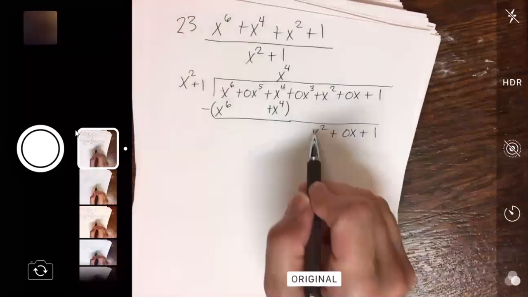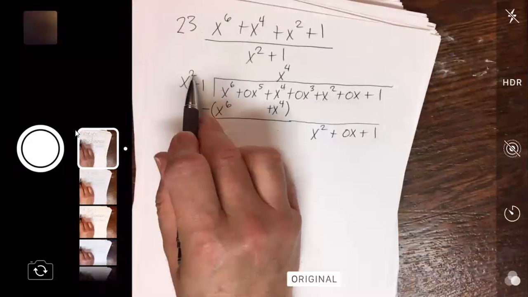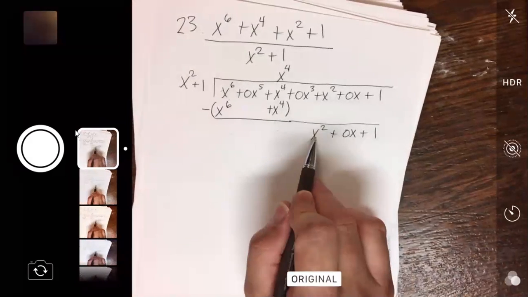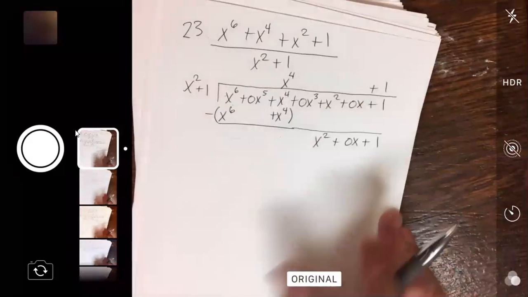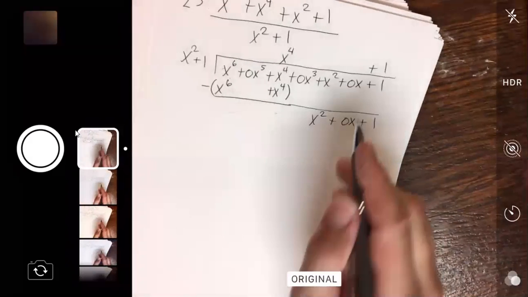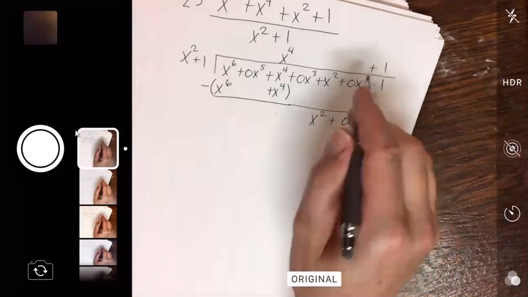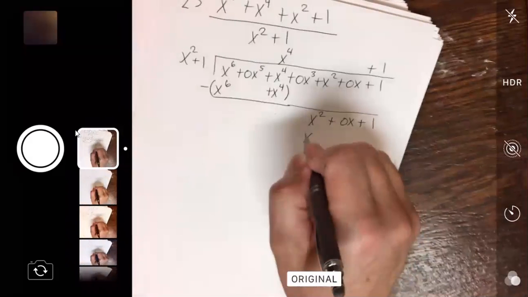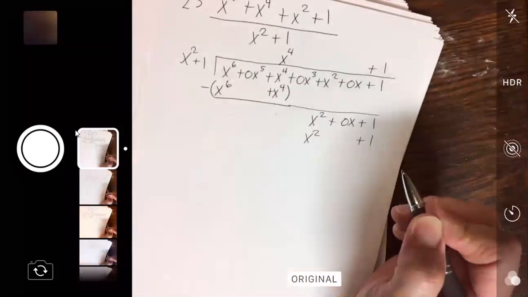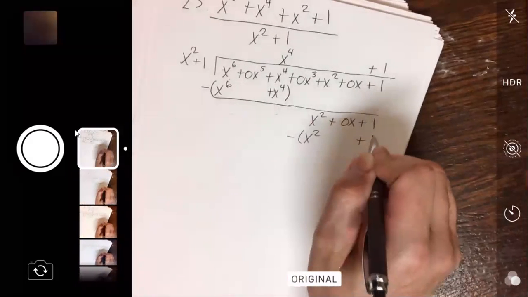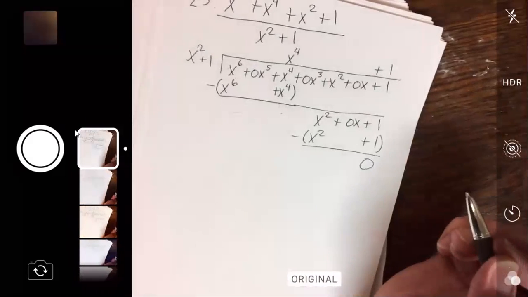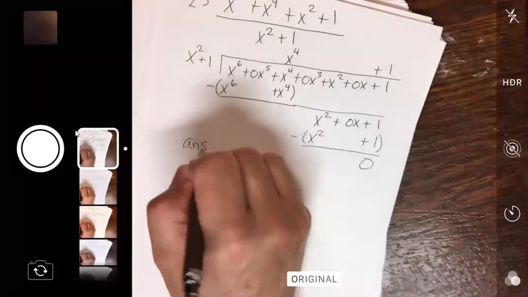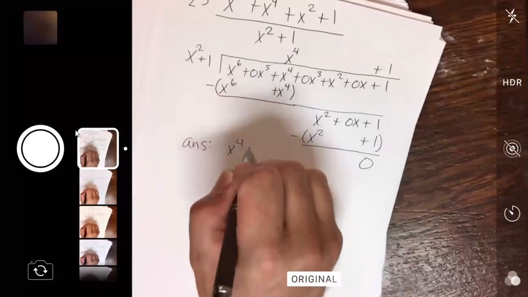You tell me, x squared times 1 would be x squared, so there needs to be a plus 1. You don't really have to line up the pieces up here. I like to. It doesn't really matter. So when I multiply, I get an x squared and a plus 1. I subtract, and wow, this one's an even one. There's no remainder. That cancels, there's 0 there, and 1 minus 1 cancels. So my answer really here is just the quotient, x to the fourth, add 1.